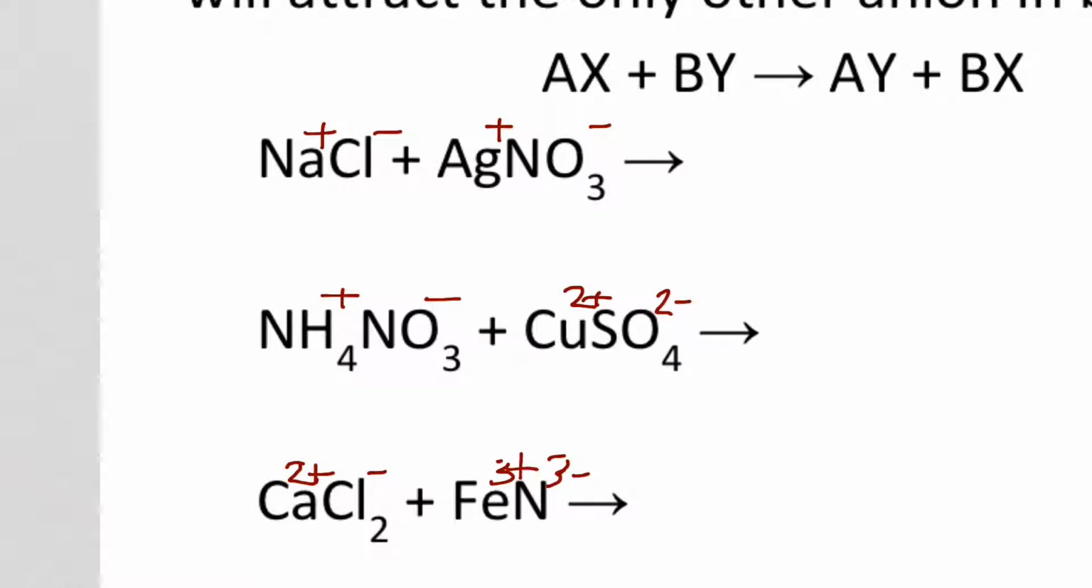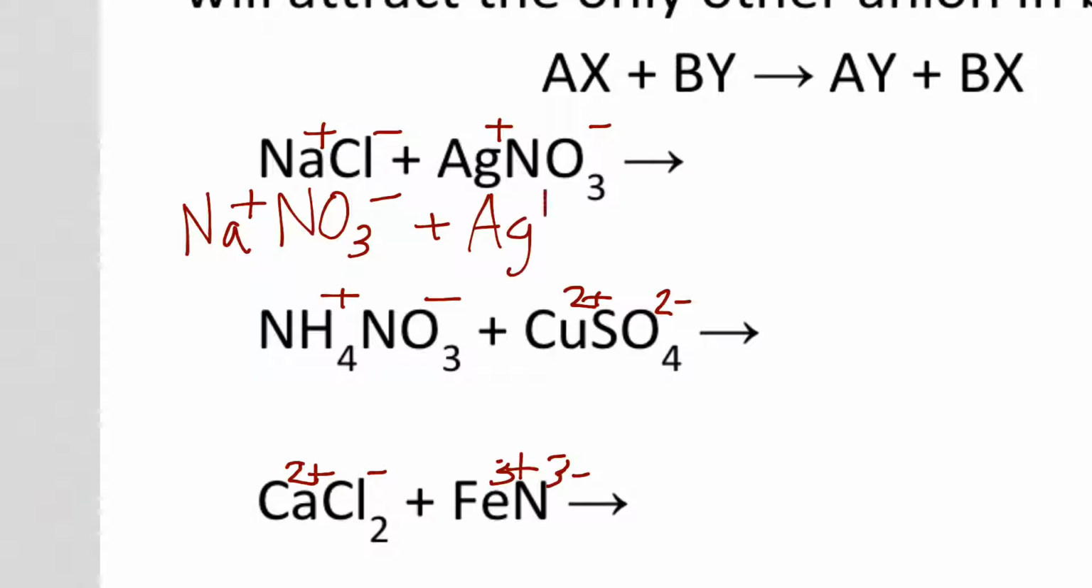Now, positives attract negatives, and if these are to react, a positive ion must now react with a new negative ion. So that means we're going to have sodium and nitrate make a new combination, and silver and chloride make their combination. Now remember, to get the correct compounds, we would cross the charges from the superscript, which is on top, to the subscript. So remember, I'll use a different color, 1 down here, 1 down here.